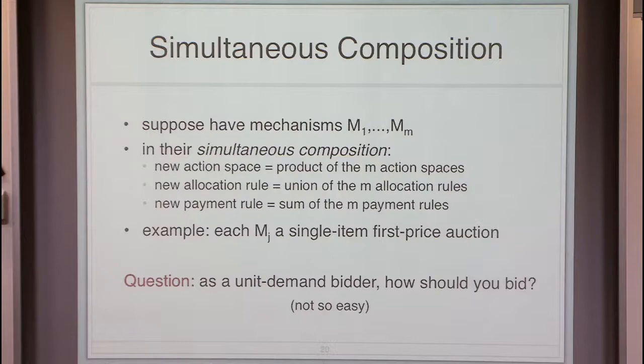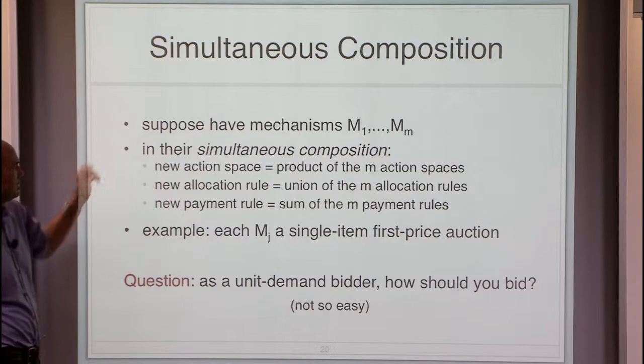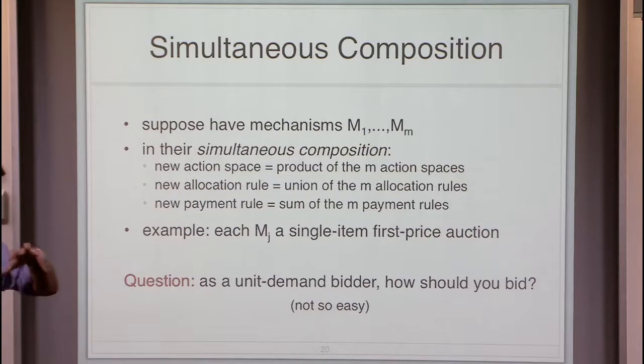I want you to just think about composing first price auctions, although you can define this generally. You have a bunch of mechanisms, and you can think about the simultaneous composition. This just means you play them all in parallel. So you choose a bid for each of the constituent mechanisms. What you win at the end is the union of what you win from the constituent mechanisms. What you pay is the sum of your payments from the constituent mechanisms. Don't forget that.